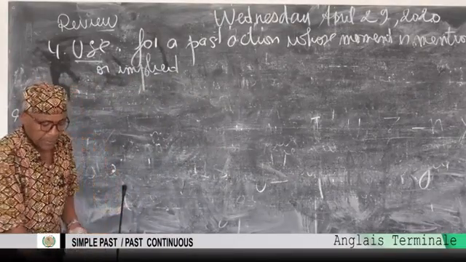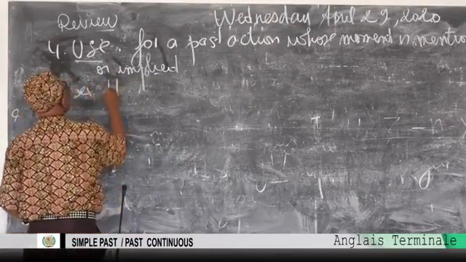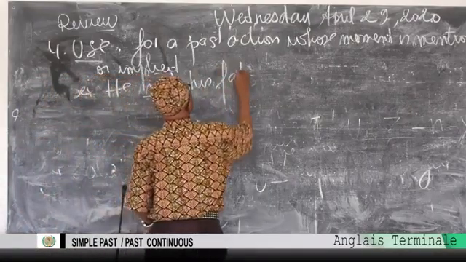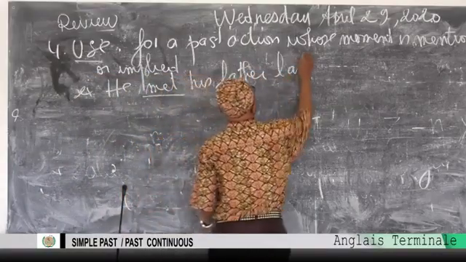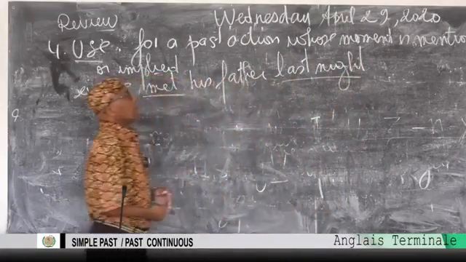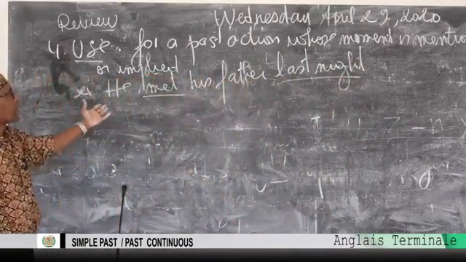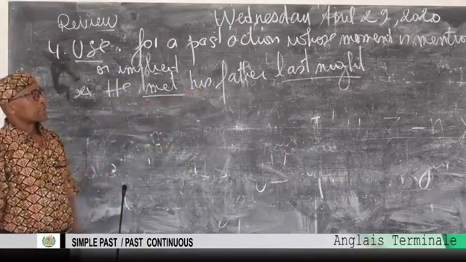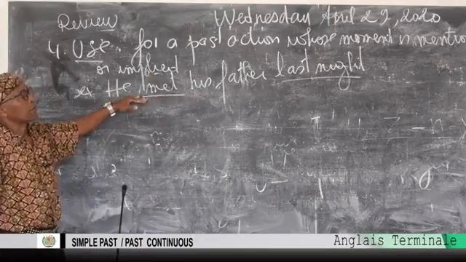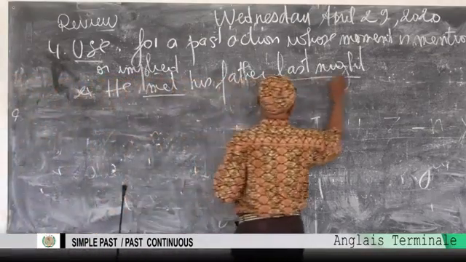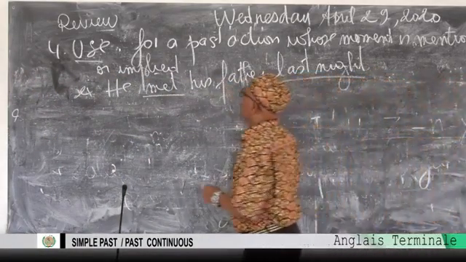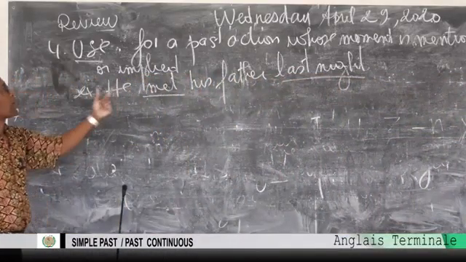For example, he met his father last night. When did he meet his father? He met his father last night. So last night is the moment when he met his father. So you can see the moment here is mentioned. But sometimes, depending on the context, the moment is not mentioned, but it is implied.